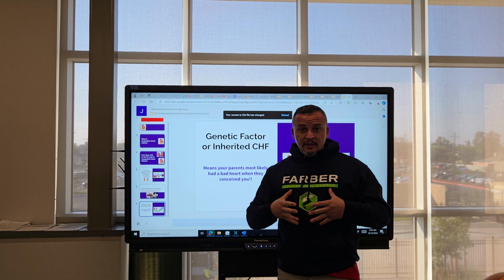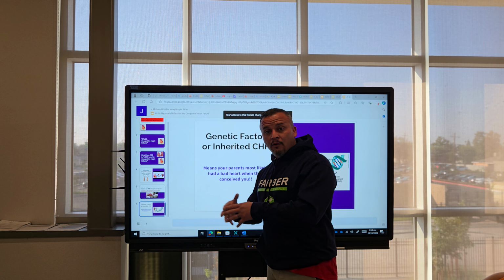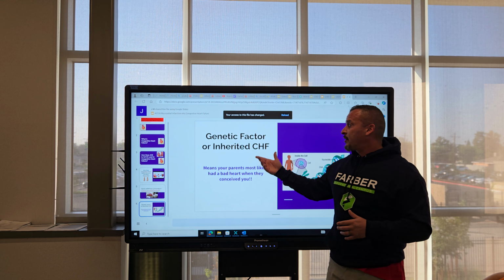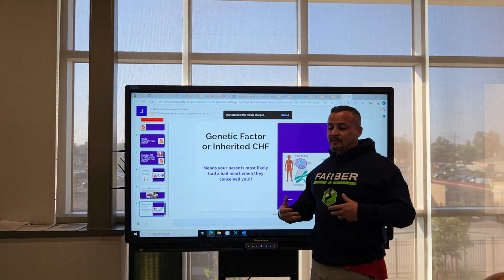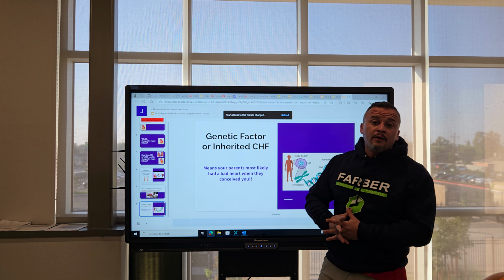How you are physically when you conceive a child has a big impact on how your child's going to do down the road, physically and mentally. So that's really genetic factors. If somebody in your family had it and they just passed it on because they conceived the baby after they had a heart attack. And that is it for now.